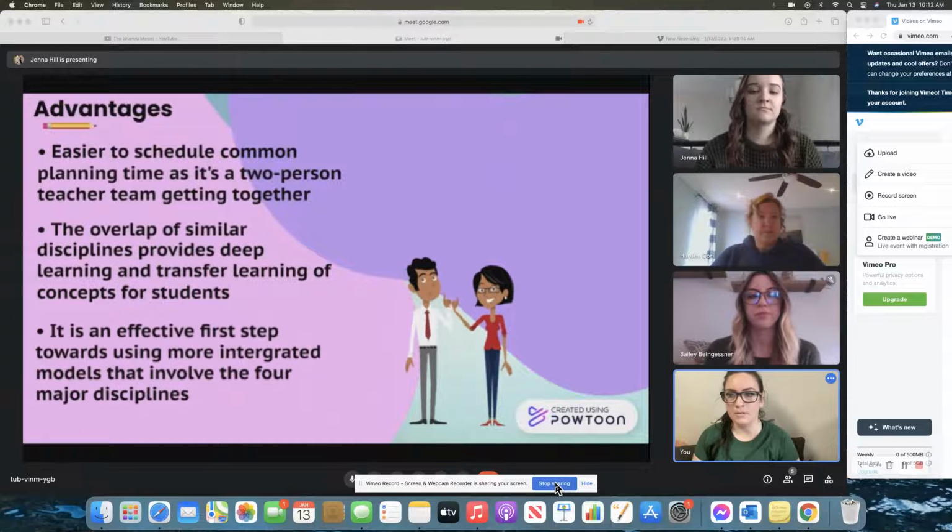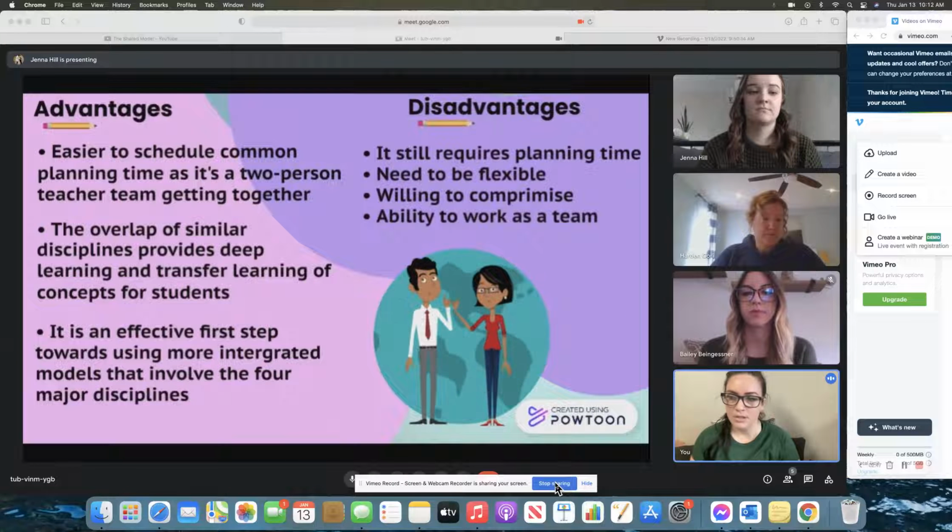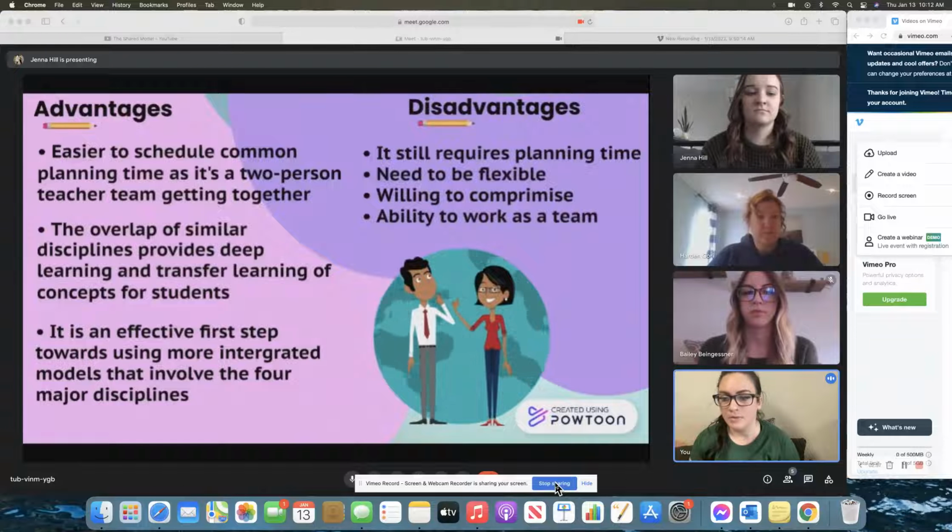So with the shared model, there are advantages and disadvantages. The advantages are, it's easier to schedule common planning time as it's a two-person teacher team getting together. The overlap of similar disciplines provides deep learning and transfer of learning of concepts for students. It is an effective first step towards using more integrated models that involve the 4 major disciplines. The disadvantages are, it still requires planning time with another colleague, and you need to be flexible, you need to be willing to compromise, and you need to have the ability to work as a team member.